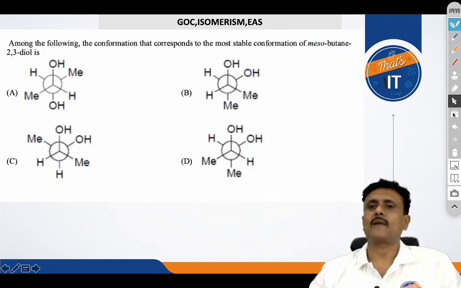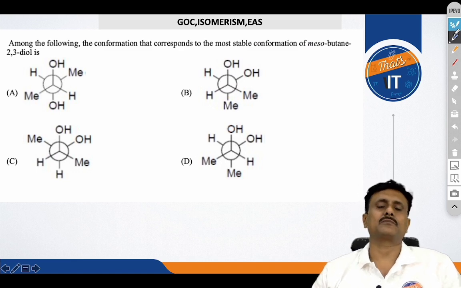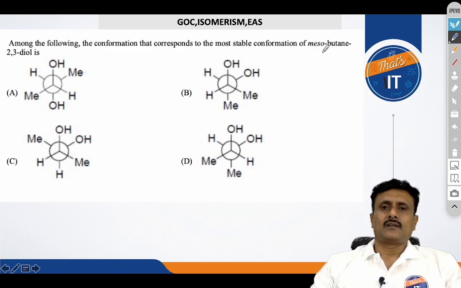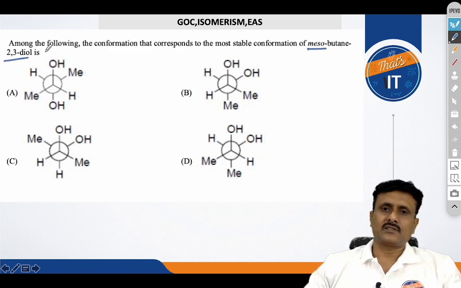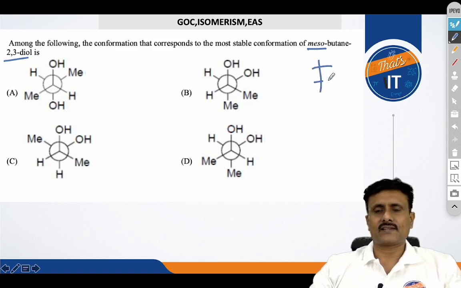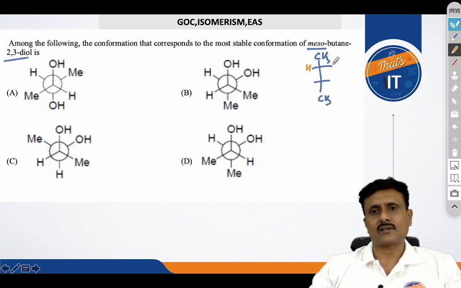Alright. Let's see another interesting question from the conformational isomerism, linking it with what? The beautiful optical isomerism. Here the compound which we have taken here is meso-butane-2,3-diol. Alright.